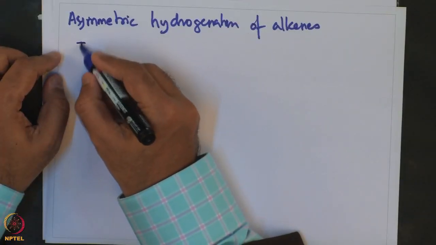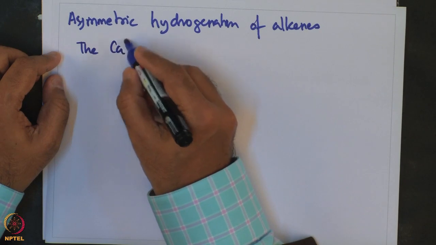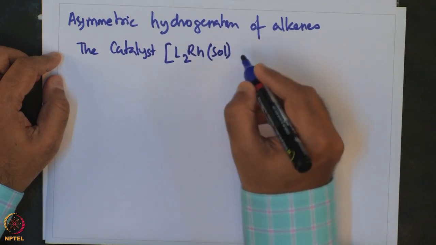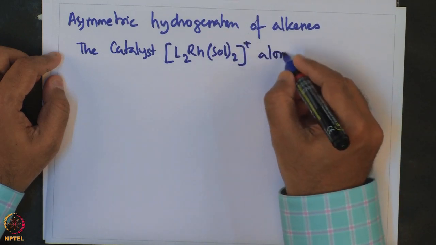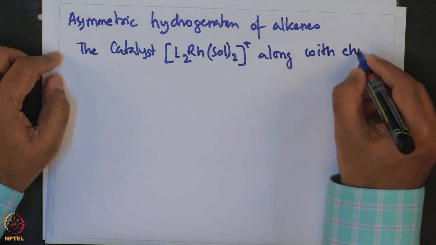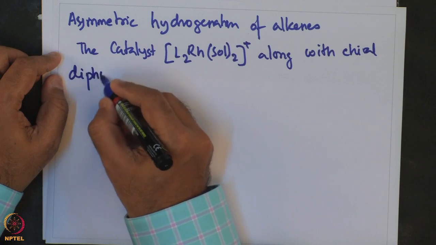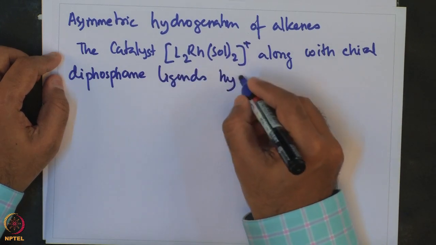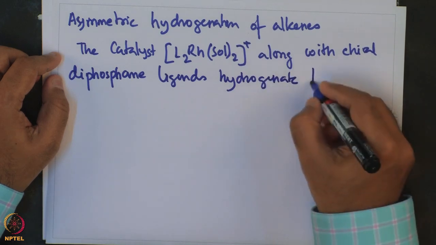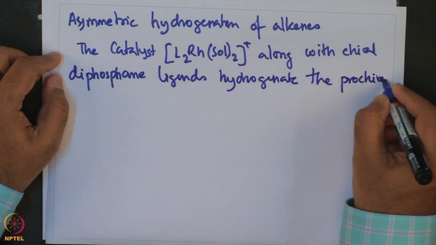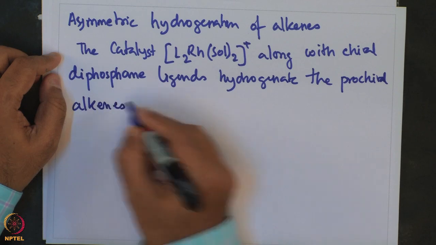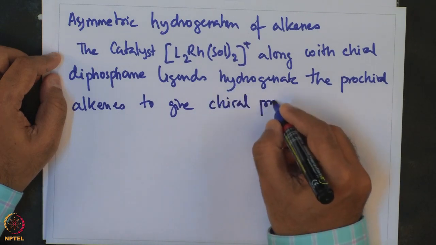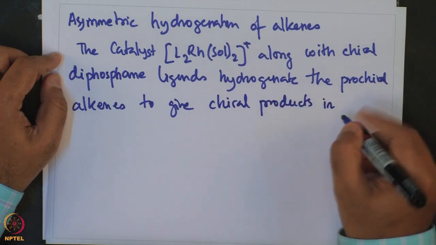So, the catalyst L2 rhodium Sol 2 plus, along with chiral diphosphane ligands, hydrogenate the prochiral alkenes to give chiral products in high enantiomer selectivity.